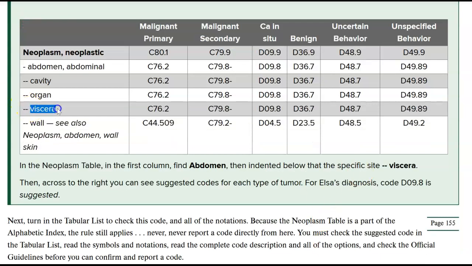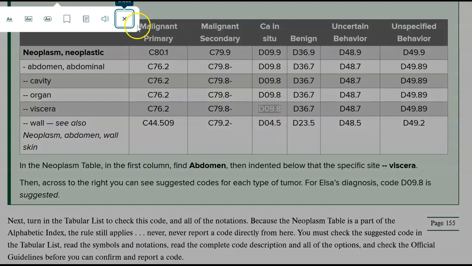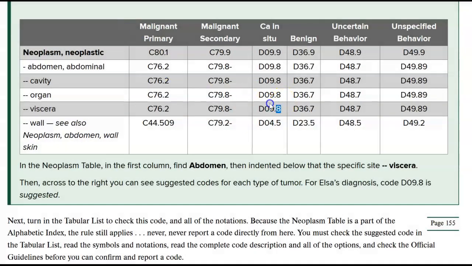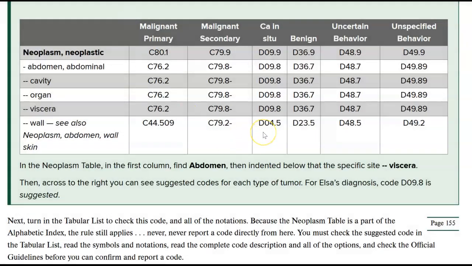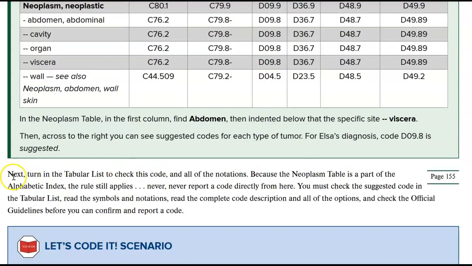So now that we have viscera, we will follow the row of the viscera, and we will pass over to the right kind of the carcinoma right here, D09.8. Okay, super. We have a code. All right, is this a confirmation of the code? Not yet, because anytime you find anything in the index, this is still the index of your coding manual, we always need to confirm the code in the tabular list, exactly how it says at the paragraph below. Next, turn to the tabular list to check this code and all of the notations.